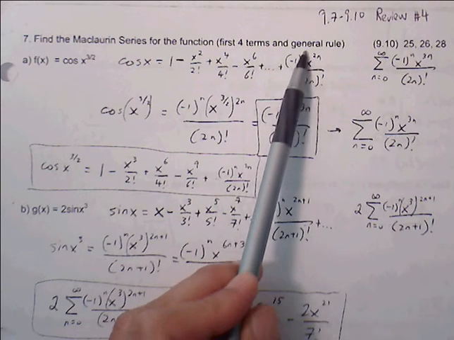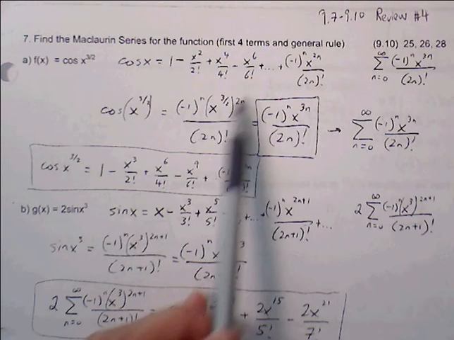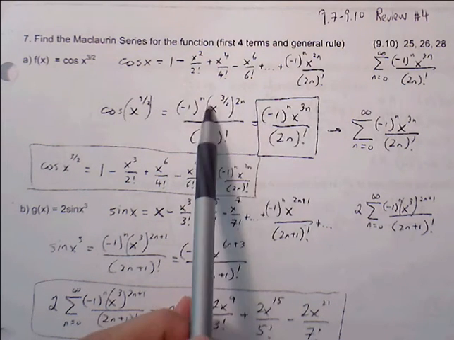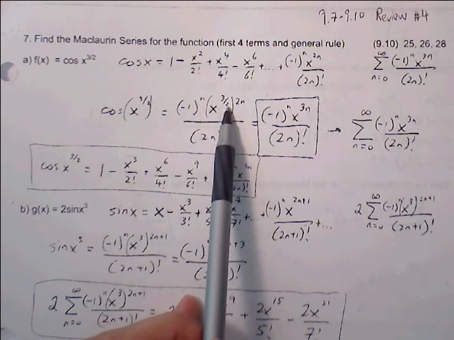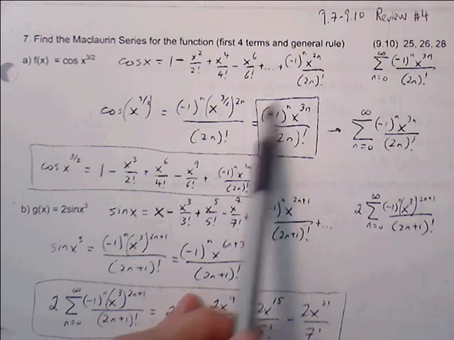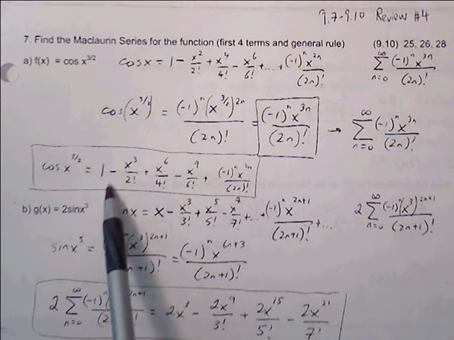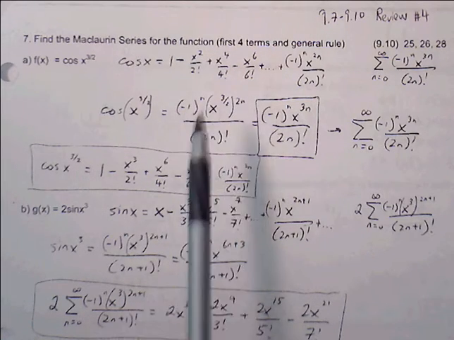So if we want to rewrite the general rule, we can just replace x with x to the 3/2, and if we clean this up, we get x to the 3n, because the 2 in the denominator and the 2 in the numerator will cancel out. And then we can either from here build the first 4 terms, or we can plug x to the 3/2 in and individually do that.